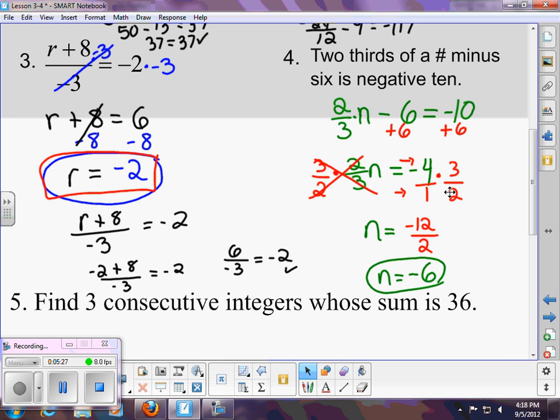And again, we should double check our answer. We want to know, is 2/3 times negative 6 minus 6 equal to negative 10? Please take a moment of your time to find out if that is true.